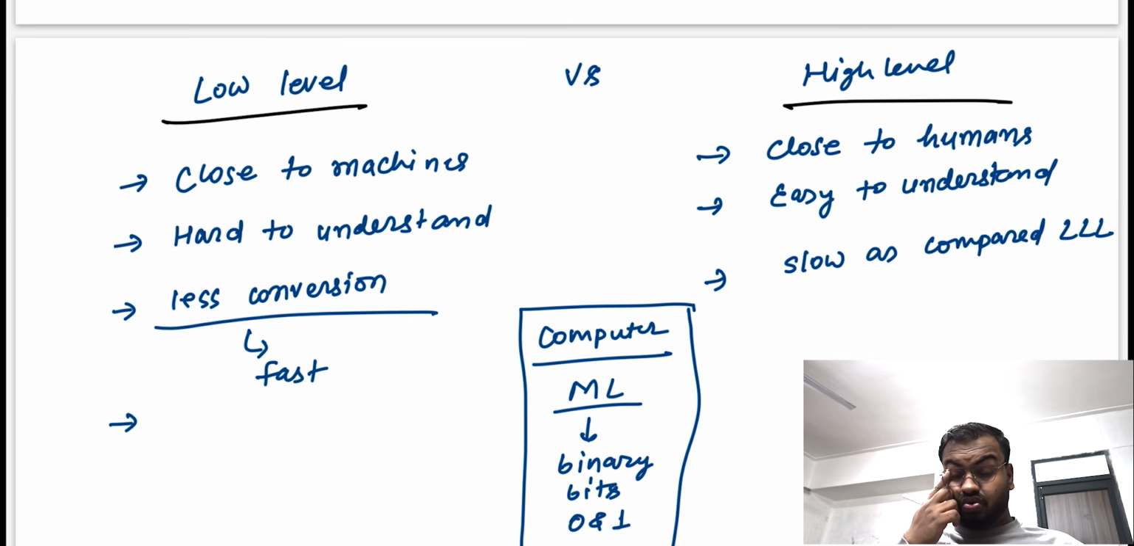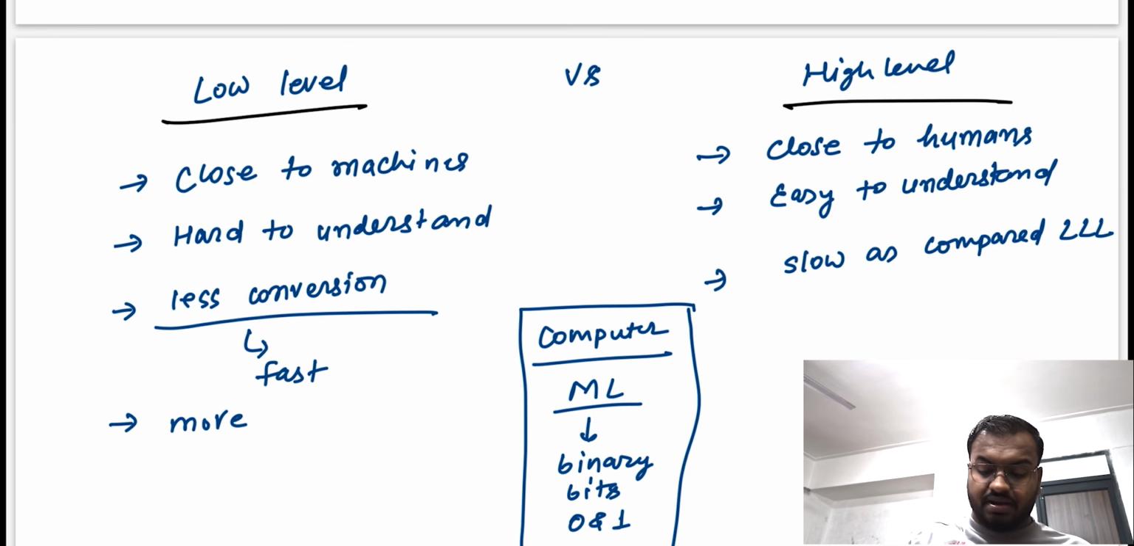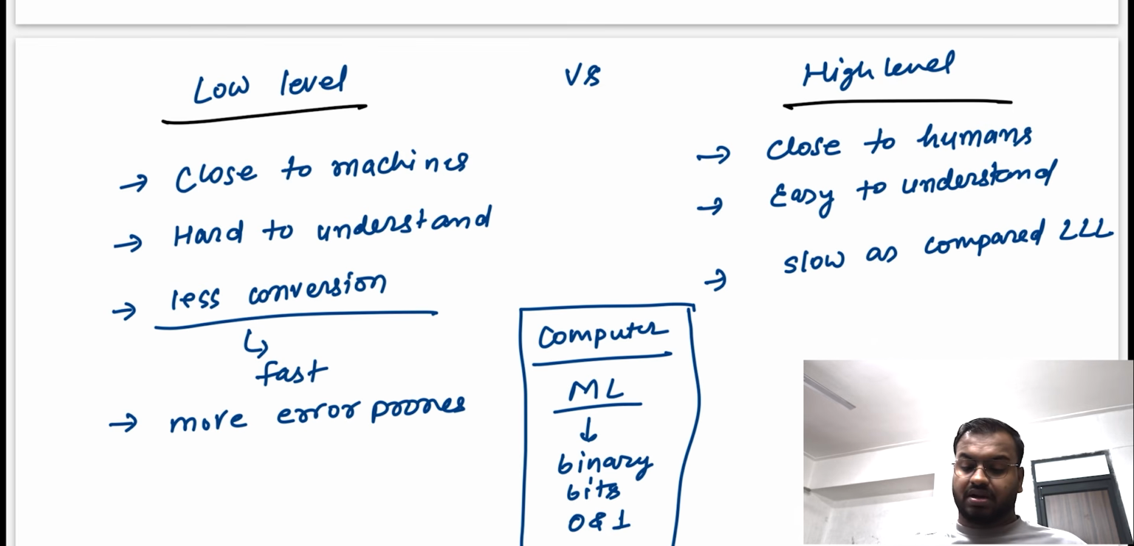In the same way, if we talk about more advantages and disadvantages, low level languages are close to machines. That's why they are more error prone, means there are more chances of error. But in case of high level, this is close to human, that's why it is less error prone. I hope the differences are clear between high level and low level languages.